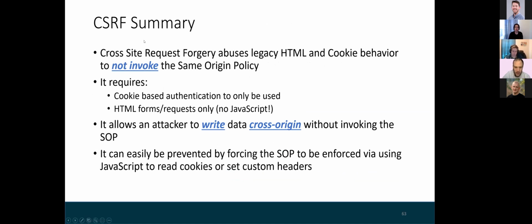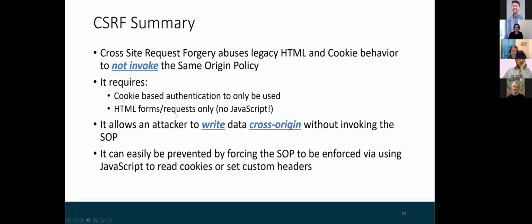So in summary, cross-site request forgery is an interesting vulnerability that abuses what I consider legacy functionality of cookies and browsers. It abuses legacy HTML and cookie behavior to basically not even invoke the same origin policy. But it's only exploitable in certain circumstances, right? Cookie-based authentication has to be used, and you have to do it in pure HTML. You cannot use JavaScript. But it allows an attacker to write data cross-origin without invoking the SOP.